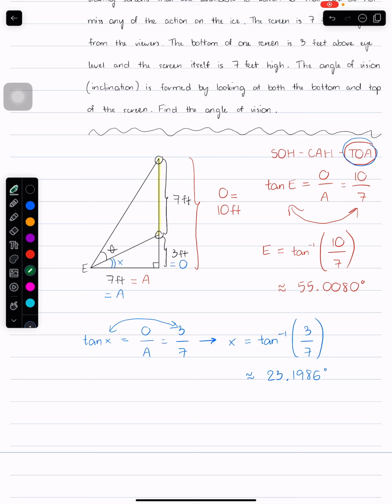And our last part in here, to get the angle of vision, which is theta, I'm going to do it in green. We just have to subtract them. We're going to get the big angle minus the smaller angle. Angle E, we know it equals 55 degrees, or to be more precise, 55.0080, minus the X angle, which is 23.1986 degrees. And then the answer in here would equal 31.8094 degrees. And this is it. We're done.